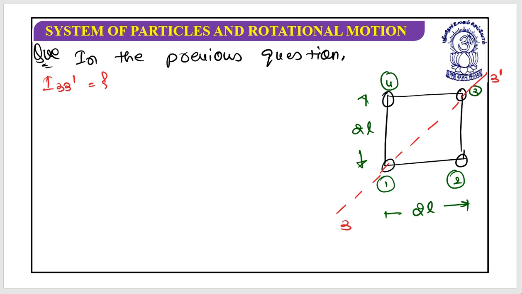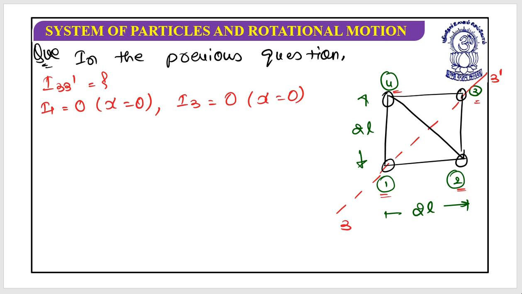What I understood is that I1 is 0 and I3 is 0. The moment of inertia due to the first mass is 0 because it is on the rotational axis, so the perpendicular distance is 0. The moment of inertia due to the third mass is 0 as well, since the perpendicular distance is again 0. You need to find the moment of inertia due to 2 and due to 4. So what would the distance be? Let's find this distance.